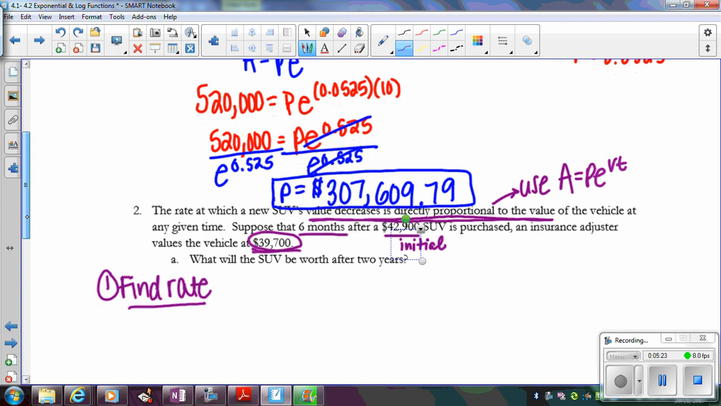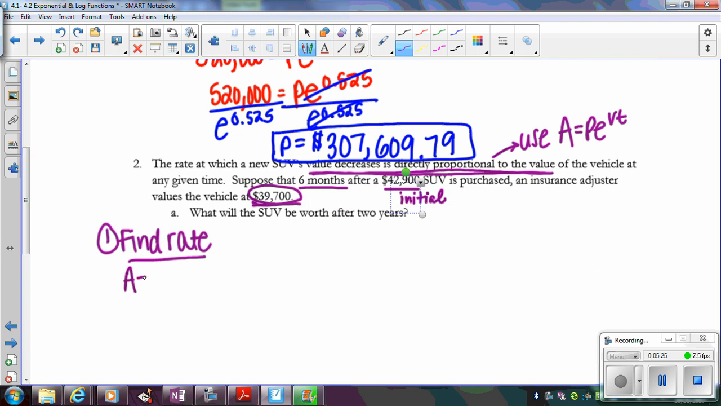So I'm going to use my formula and plug in everything I know. So the current value after 6 months is the 39,000, but it started at, so my initial value was the 42,900.